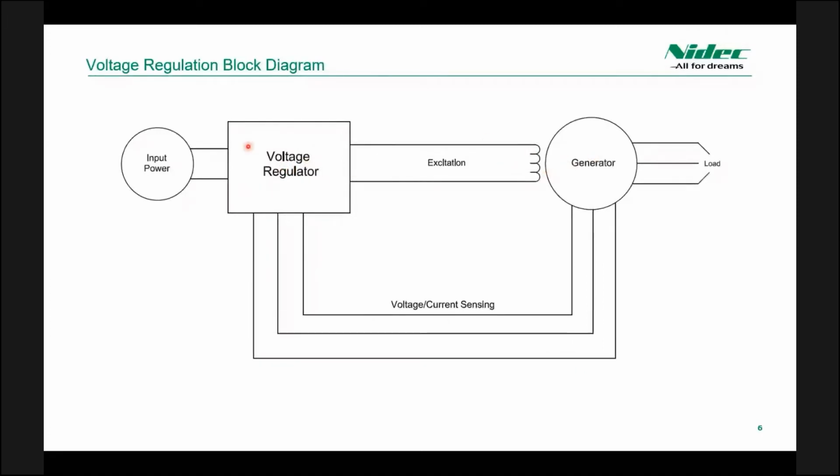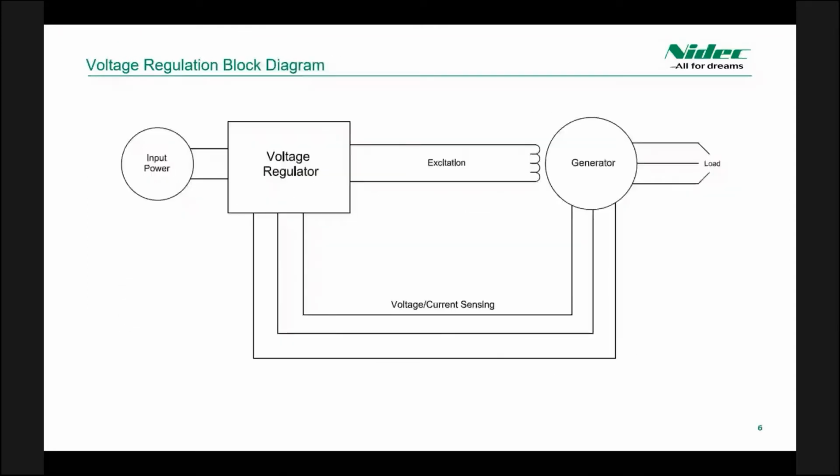If it needs to raise the excitation, it's going to need to pull power from an input power source. This input power source can be a number of different things. Throughout this presentation, we're going to stick with the example of a PMG, otherwise known as a permanent magnet generator, which would be on the end of the rotor of the generator, and that will be used to power the regulator for the excitation purposes.